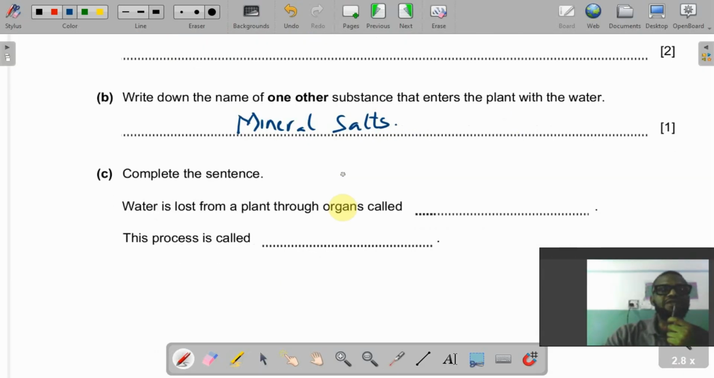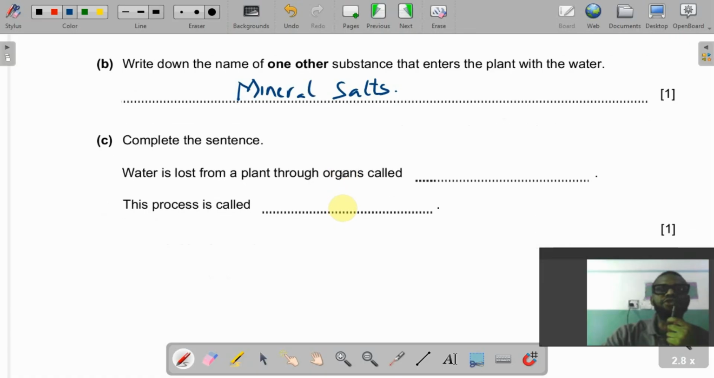Complete the sentence. Water is lost from the plant through organs called the leaf. And this process is called transpiration. The process is called transpiration.